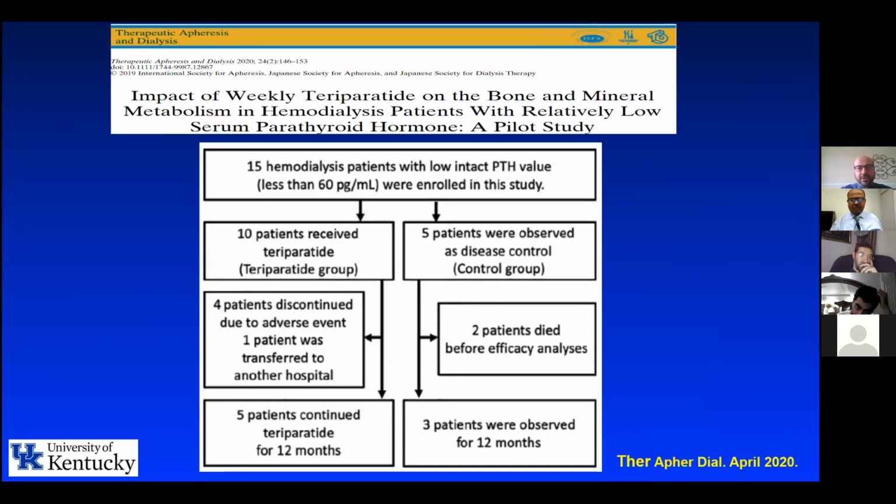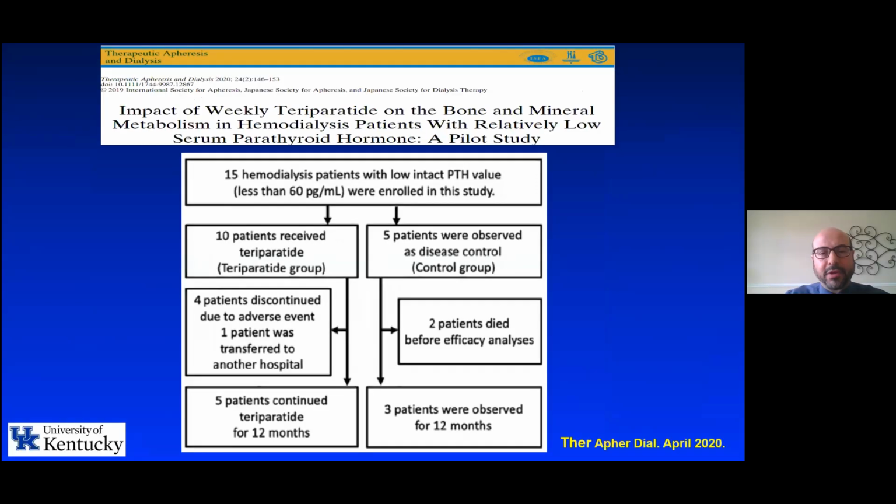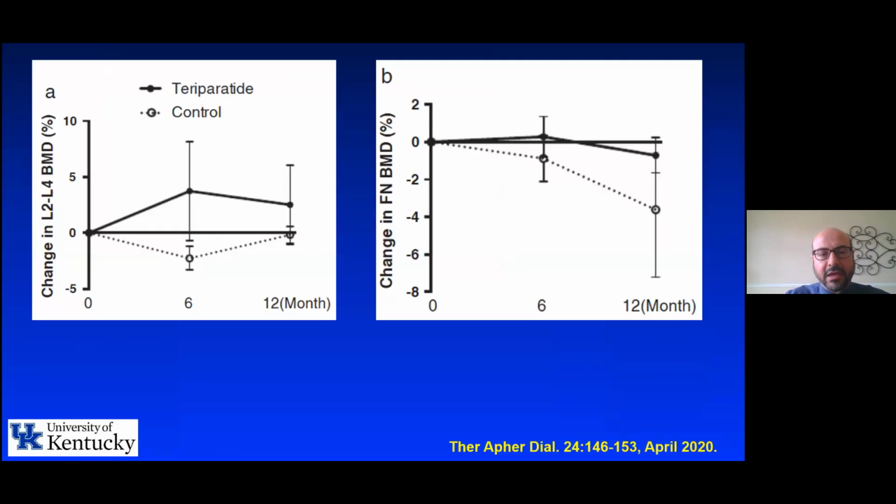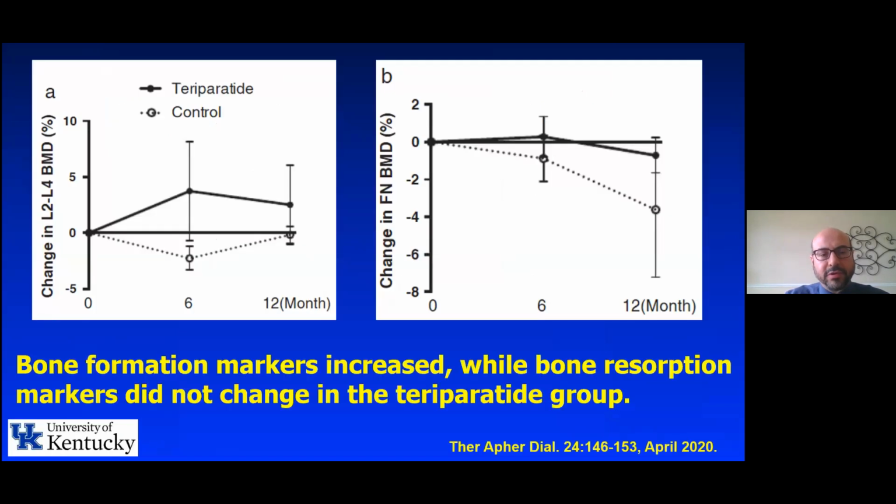This is another one. Also, this is a randomized controlled trial on 15 dialysis patients with low PTH, PTH less than 60. And what they found is also there was improvement in the teriparatide group regarding their lumbar spine BMD.